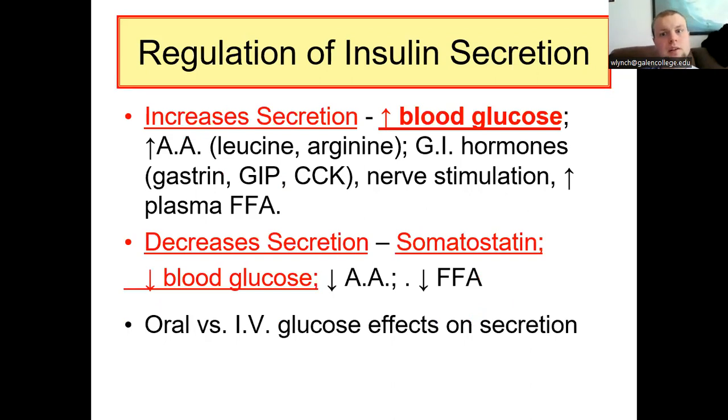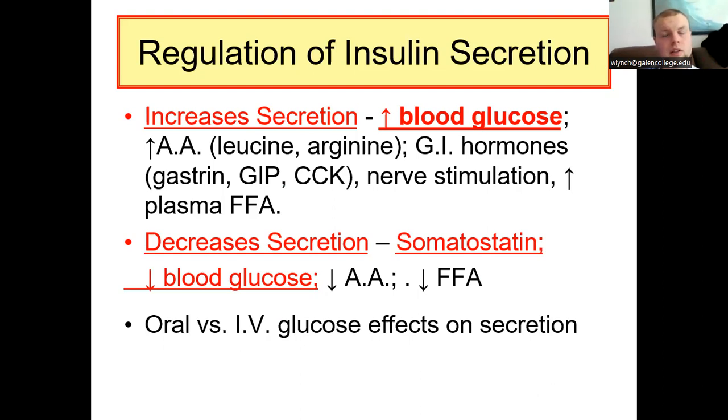Insulin secretion is regulated by blood glucose levels. So if we have an increase in blood glucose, it is going to cause an increase in secretion of insulin. This is going to be the main regulator. We also have secondary regulators: the increase in amino acids, especially leucine and arginine, GI hormones, gastrointestinal hormones like gastrin or CCK, nerve stimulation if we have direct stimulation to the pancreatic islets, and if there's an increase in plasma free fatty acids, we also have insulin increase.